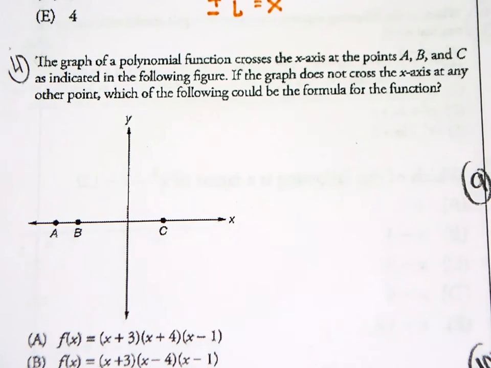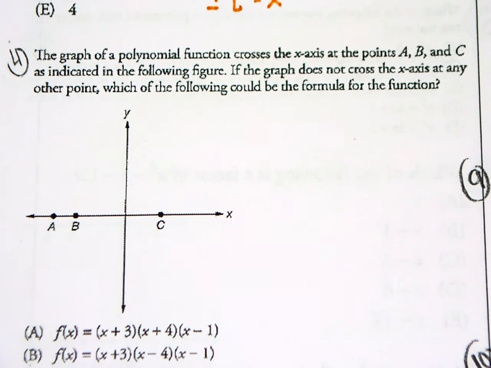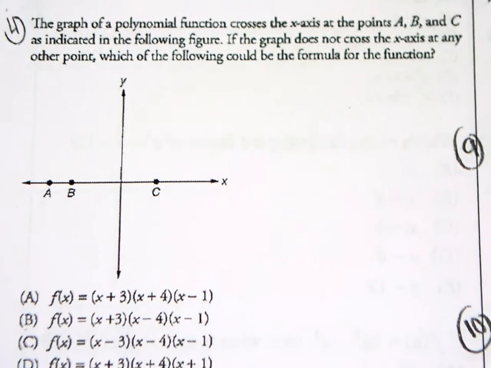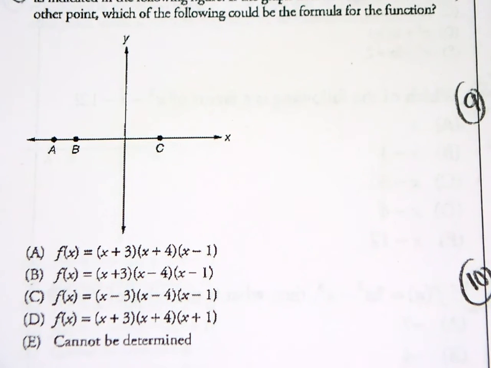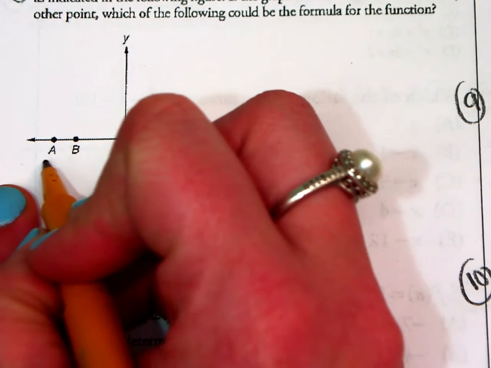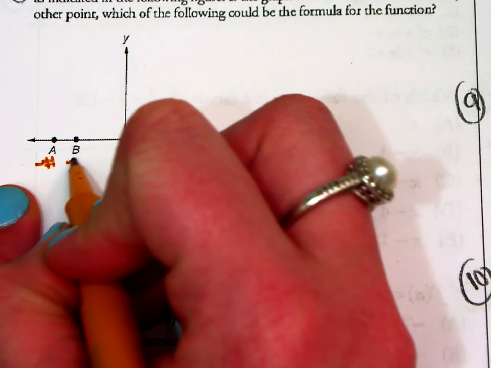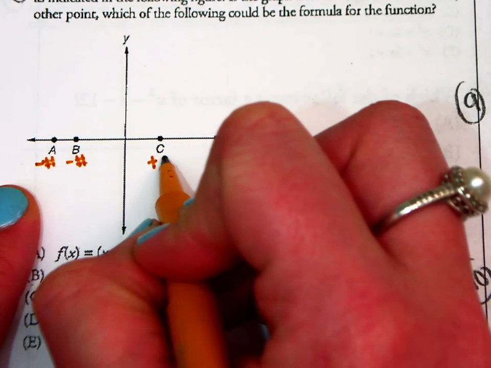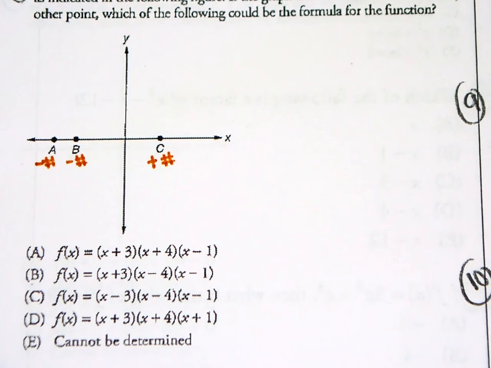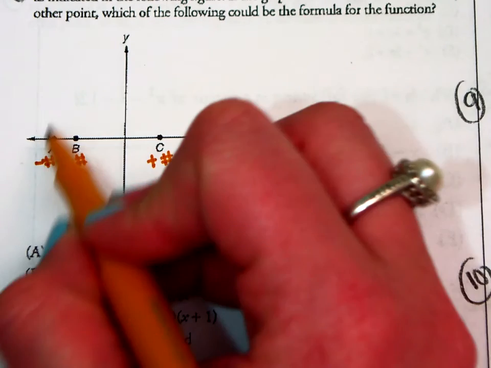Number 4, the graph has crossed the x-axis, and if the graph does not cross the x-axis at any other point, which of the following could be a function of this quadratic? So here's the thing about this. This is a negative number. This is a negative number, and this is actually a positive number, okay? So I'm just going to look at my pieces. I'm looking for which one of these could be 0.